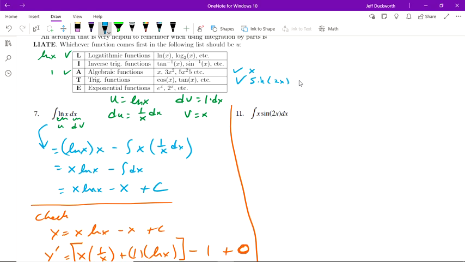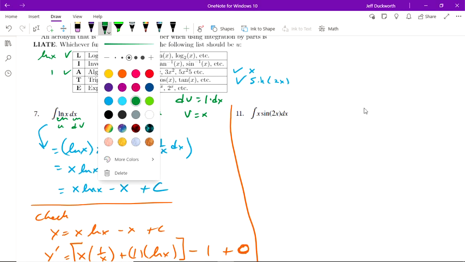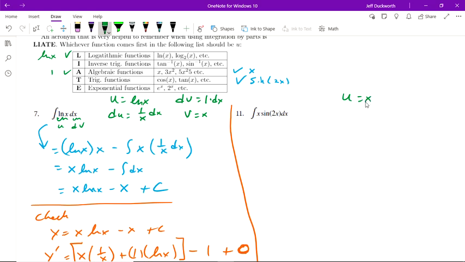So we're going to try to let our x just be u. I'll do that in green again. So u is going to equal x, which makes du equal to dx. And our dv is equal to sine of 2x dx, which means v. Here, we would probably need to use substitution to solve for this. So let's talk about that.